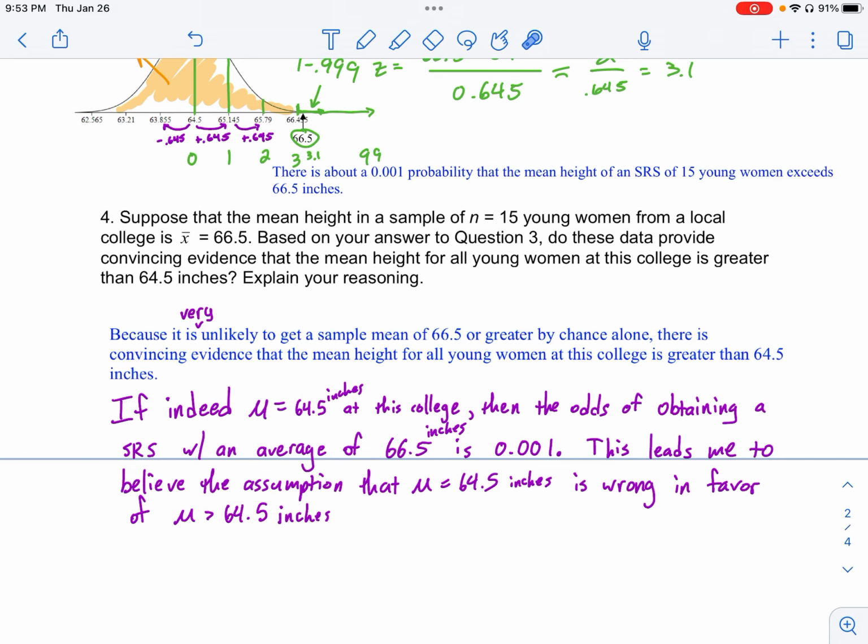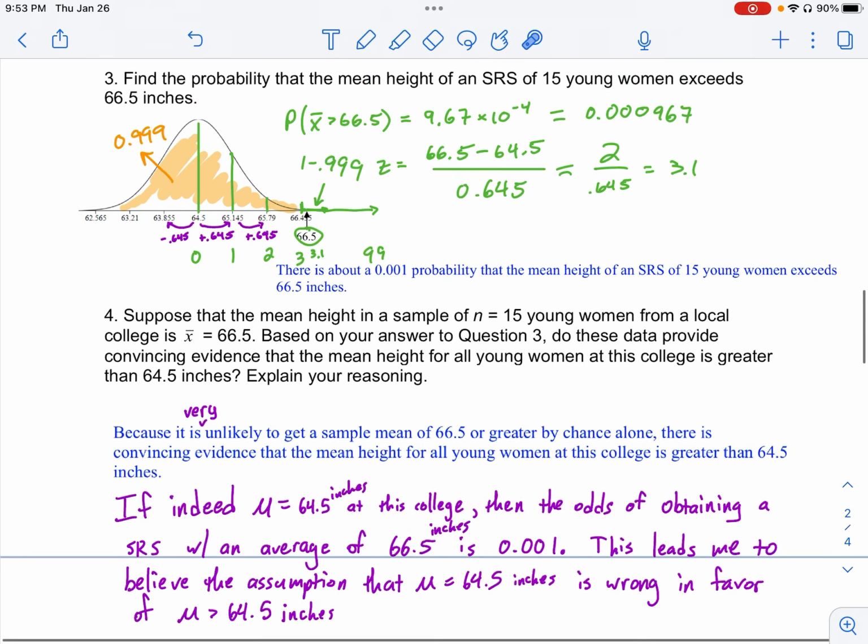So because it's very unlikely to get a sample of 66.5 or greater by chance alone, that's just not likely to happen even in a random sample by chance, there's convincing evidence that the mean height for all the women at this college is greater than 64.5. That's what the book says. I phrased it this way.